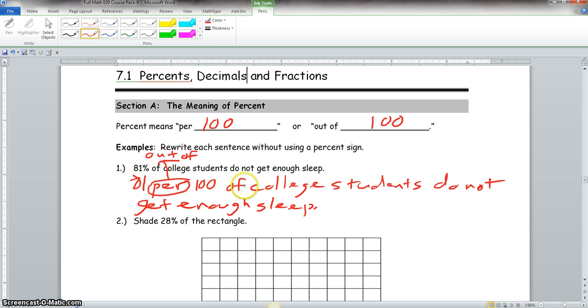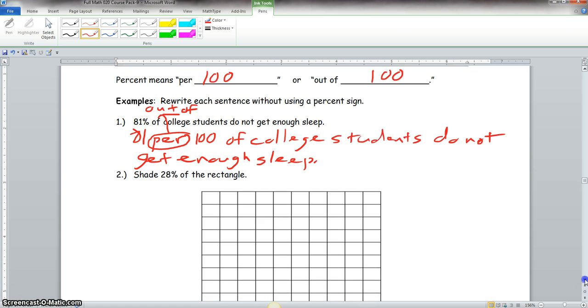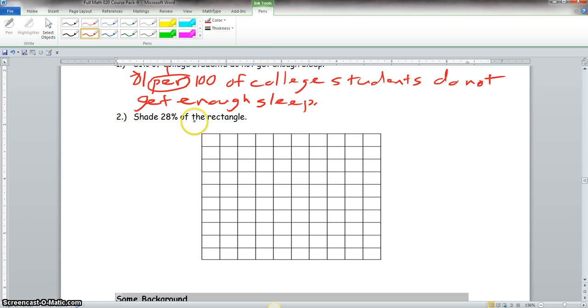So you could do 81 per 100 of college students do not get enough sleep, or 81 out of 100. You could cross out this "of": college students do not get enough sleep. Either one is fine. Now, it said shade 28% of the rectangle.